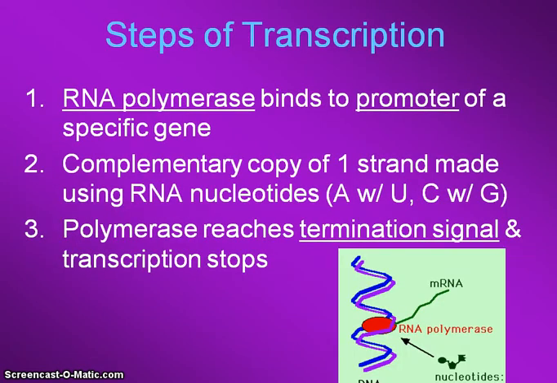The steps of transcription involve the molecule RNA polymerase binding to a promoter of a particular gene, and then that will begin the copying process of using the DNA to build this new complementary strand of RNA nucleotides. So using our base pairing rules of A with U and C with G, that mRNA strand will be made, and once that polymerase molecule reaches the termination signal, that will signal that transcription is done, the mRNA strand is complete, and it will be able to leave the nucleus and go out to the ribosome.